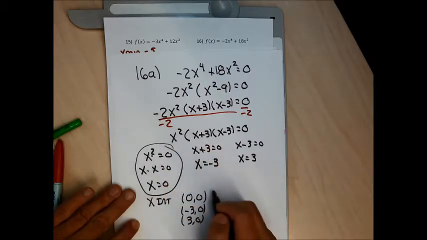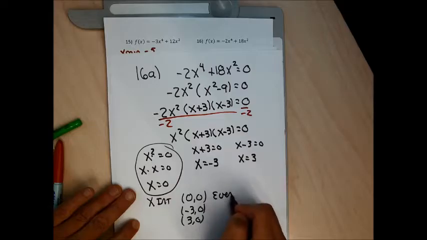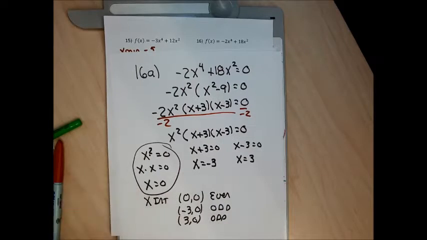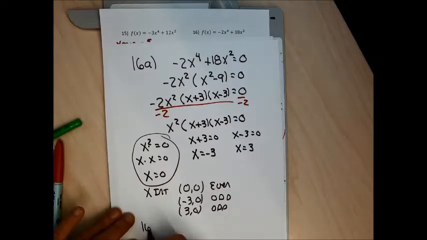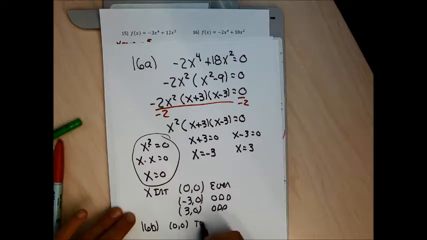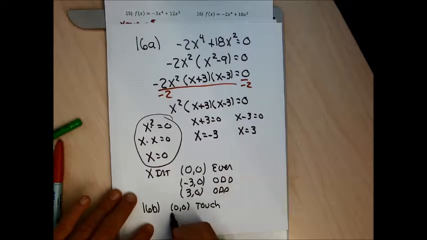This one has even multiplicity because the exponent is 2. The other two have odd multiplicity because the exponents are 1. For part B, the touches and crosses, at the point (0, 0), it's going to be a turning point. The graph is going to touch. And at the other two, because of the odd multiplicity, they're not going to be turning points, and the graph is going to cross.